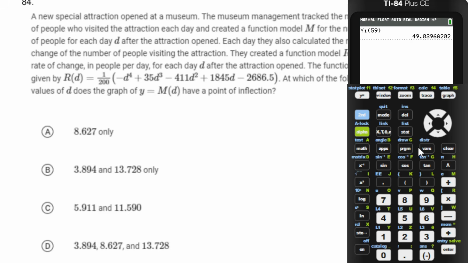Right, M models the number of people that visited, but R is the rate of change in people per day for each day after the attraction opened. R is given by this, and at which of the values of D does M have a point of inflection? Okay, M has a point of inflection when it goes from concave up to concave down, or concave down to concave up. When the rate of change of M changes signs. But, pardon me, it doesn't change signs. It's the rate of change of the rate of change that changes signs.